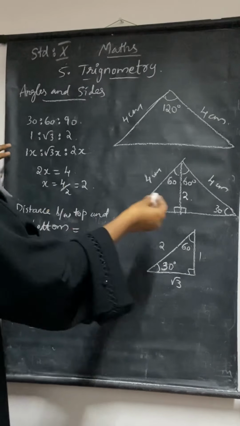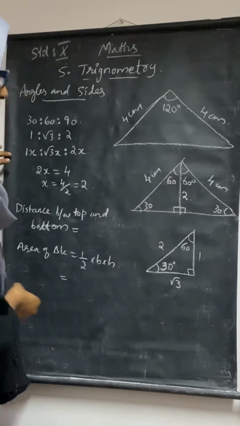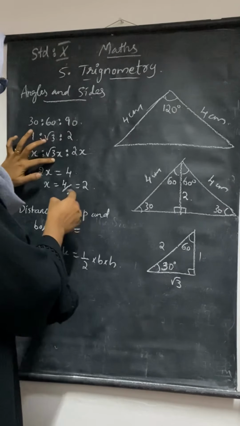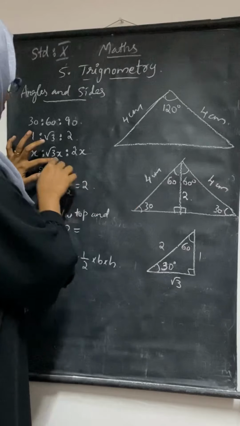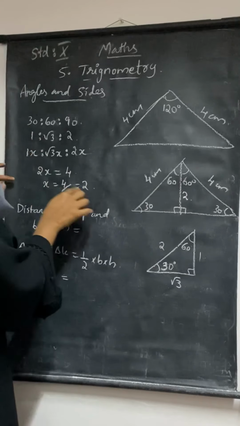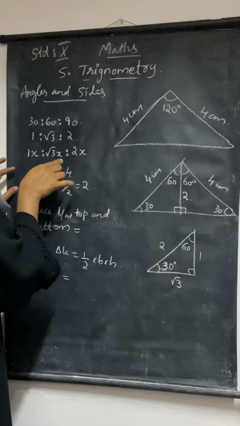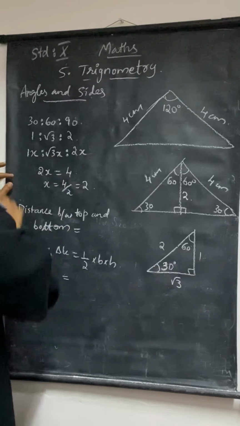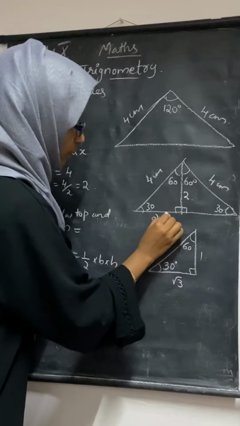And then 60 is opposite, what will be? 60 is opposite, what you have? Root 3x. So root 3x you have. So here x is how much? 2. So instead of x you have to put 2. So root 3 into 2, or 2 root 3. 2 root 3 you will get.